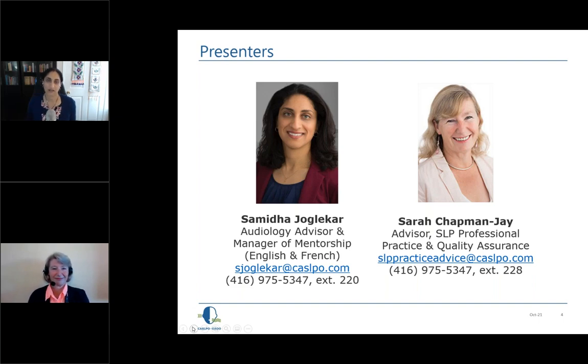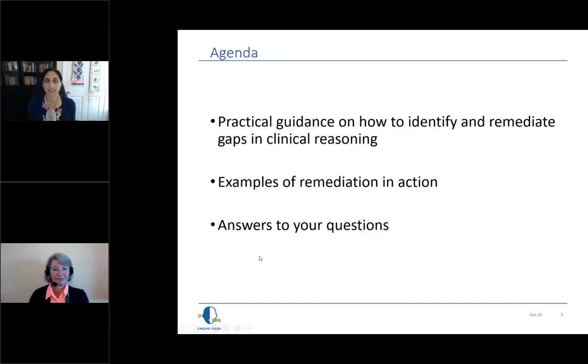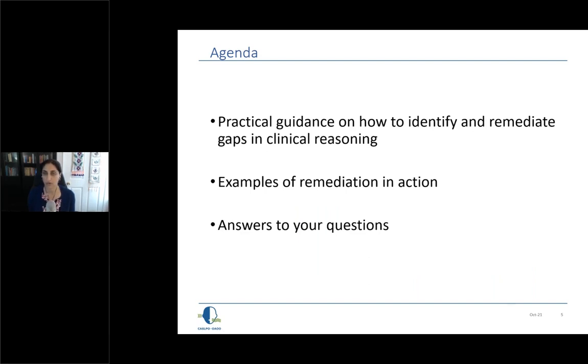So our agenda for today. Our goal today is to give you practical guidance on how to identify and remediate gaps in clinical reasoning in mentorship. So if you're listening as a mentor, we are hoping to give you some nice tips and practical guidance on how to do this. But we also think the information today can be useful in your everyday practice, working with colleagues, and also working with students. But our focus today is to help mentors in the mentorship process. We are going to listen to audio examples of remediation in action, and we hope to get to your questions, of course, halfway through and at the end.